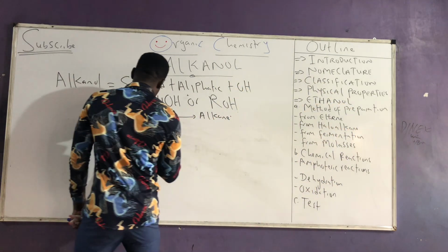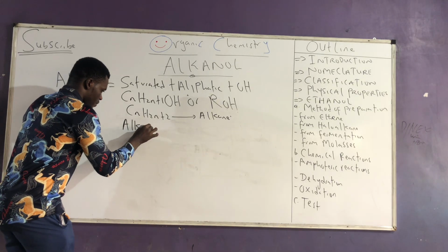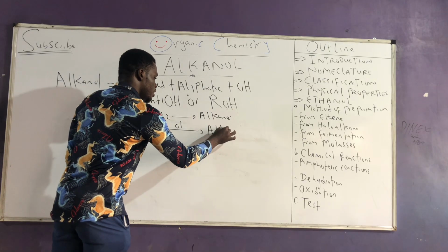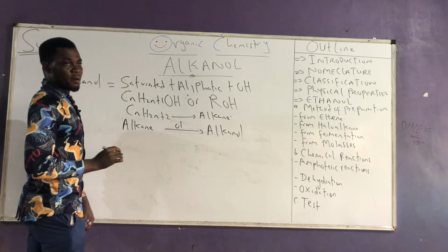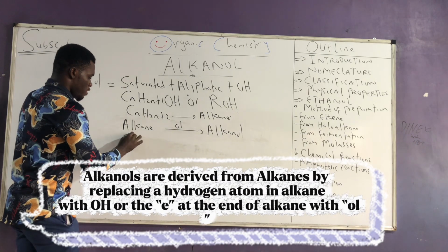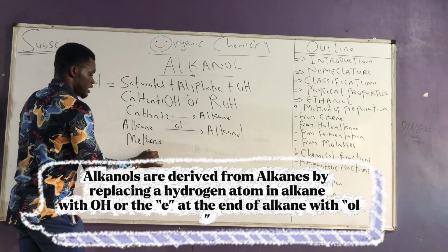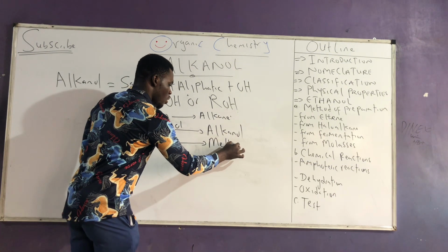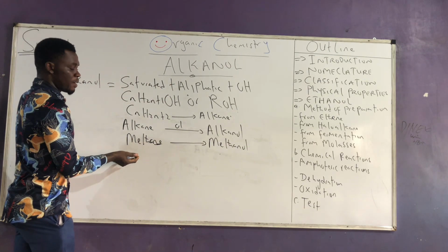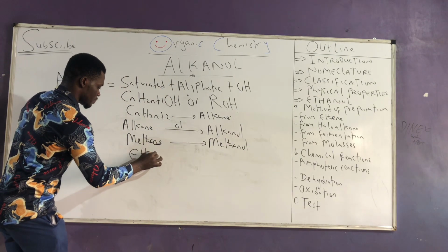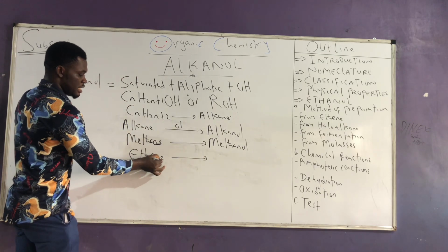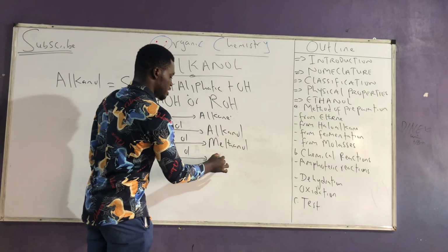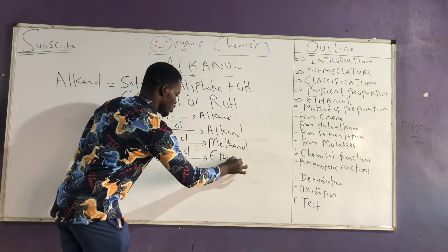So for example, if this is alkane, if I replace the -ne with -ol, I will get alkanol. So let's pick, for example, the first member of the alkane homologous series. We have methane. If I replace the -ne, I will get the first member of the alkanol homologous series, which is methanol. Let's pick another member, which is ethane. If I replace the -ne with -ol, I'll get the second member of the alkanol homologous series, which is ethanol.